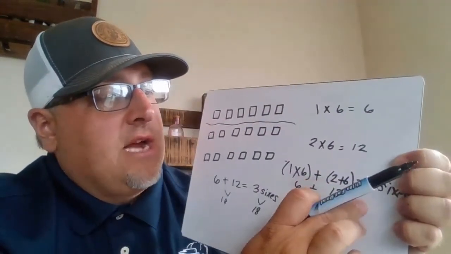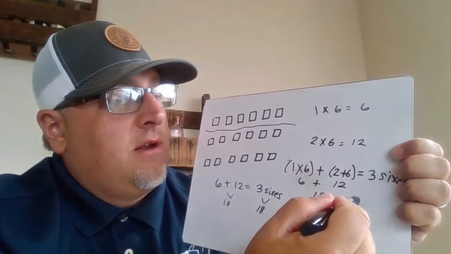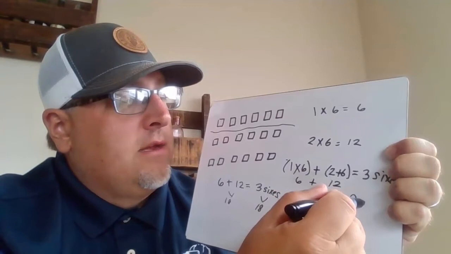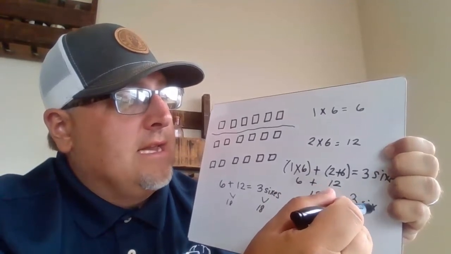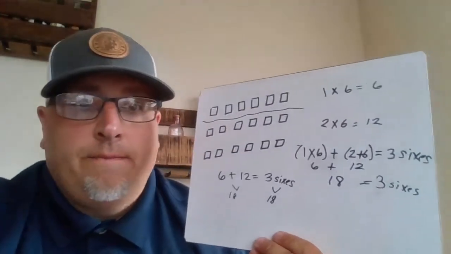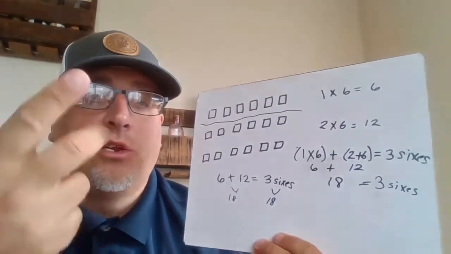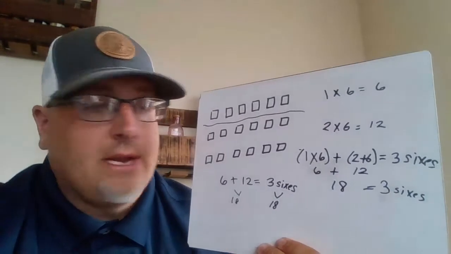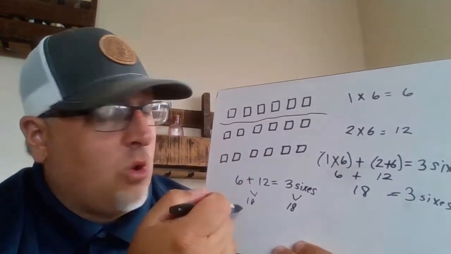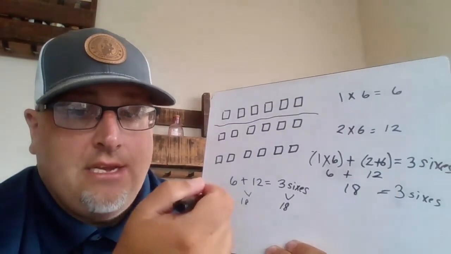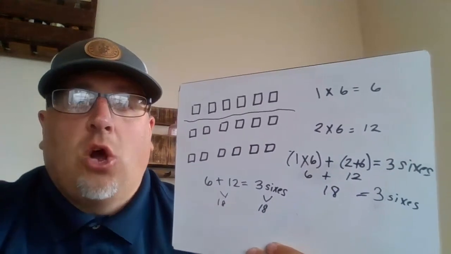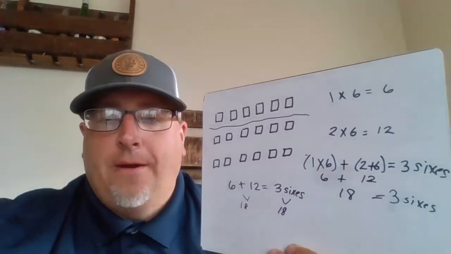Mr. Thayer's handwriting is kind of going a little crazy here. We have 3. Whoa! We have 3 6s on this side. Okay? 18. Let's count 3 6s. 6, 12, 18. There we go again. So 18 equals 3 6s. That is correct. Over here, 18 equals 18. 6 plus 12 and 3 6s. Okay? So there's a lot going on there.